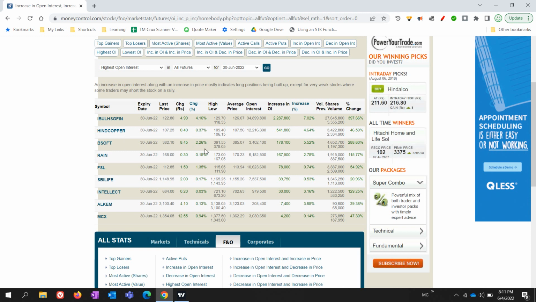Birlasoft is one of the stocks which, if you see over here, 2.26% price increase, which is healthy. So anywhere between 1% plus up till 3%, I would be considering those stocks as the right stock to look at further. So Birlasoft is one of them. If you see over here, the open interest has also healthily increased about 5%, and volume traded during the day is almost thrice the volume of the previous day.